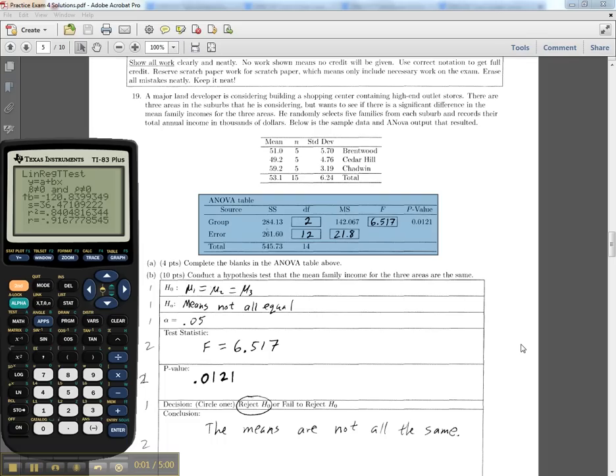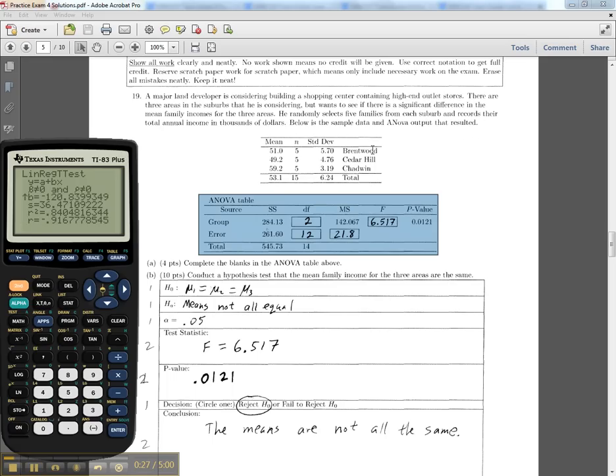Number 19. A major land developer is considering building a shopping center containing high-end outlet stores. There are 3 areas in the suburbs that he is considering, but wants to see if there is a significant difference in mean family incomes for the 3 areas. He randomly selects 5 families from each suburb and records their total annual income in thousands of dollars. Below is the sample data and ANOVA output that resulted.